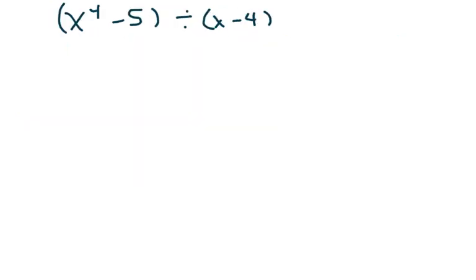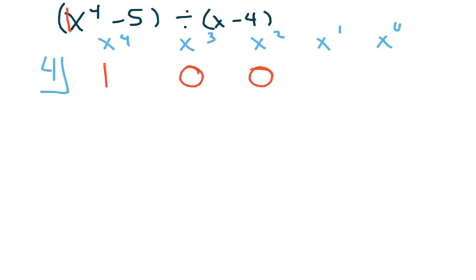And we have one more. So I'm going to put my 4 here. And in this case, I have to put placeholders for all of them. This is 1 for my x cubed, I don't have an x squared, I don't have an x to the first, but I do have x to the 0, which is negative 5. Remember, x to the 0 equals 1.